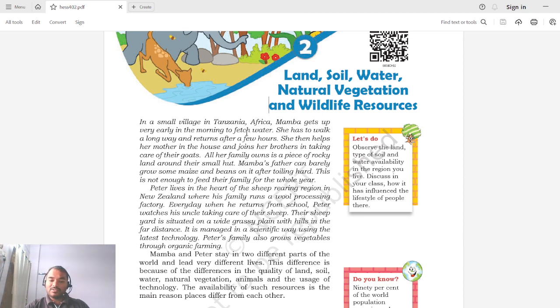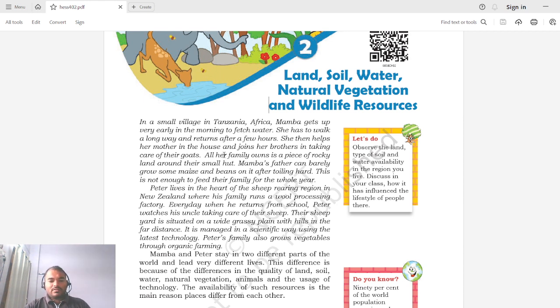Whereas if you see Peter's place, there is plenty of water. Hence, since there is plenty of water, there is plenty of grass, right? And since there is plenty of grass, they can rear sheep. Whereas in case of Mamba, since there is no water, they have to walk long distances and they can hardly rear some goats, a few goats, right? They cannot have a large number of goats like Peter.